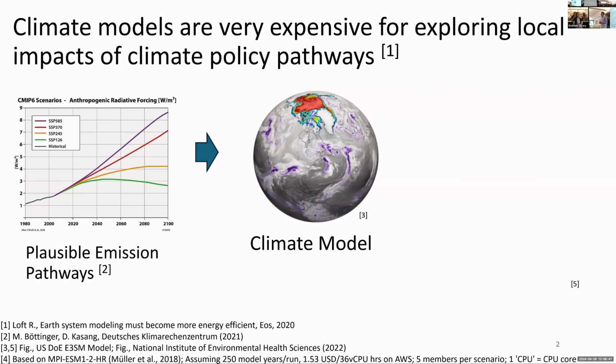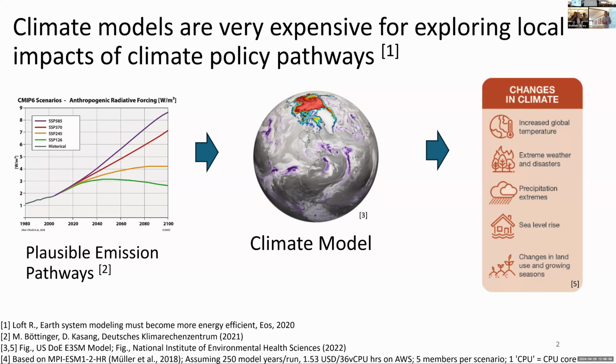Now, for those four scenarios that we internationally agreed upon, climate models were run. Each climate science center in the world developed a climate model and then ran their climate model for these scenarios. That gives us a very large data set that contains about 20 petabytes of data of expected climate impacts given these scenarios.